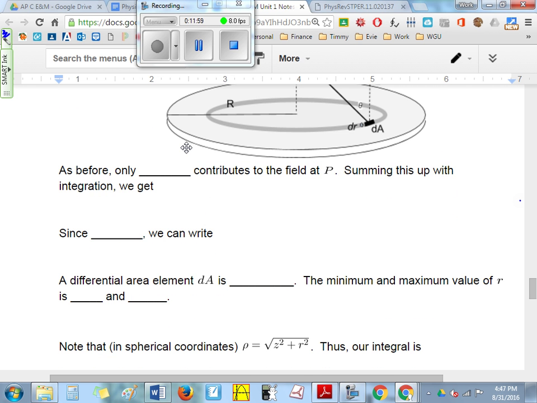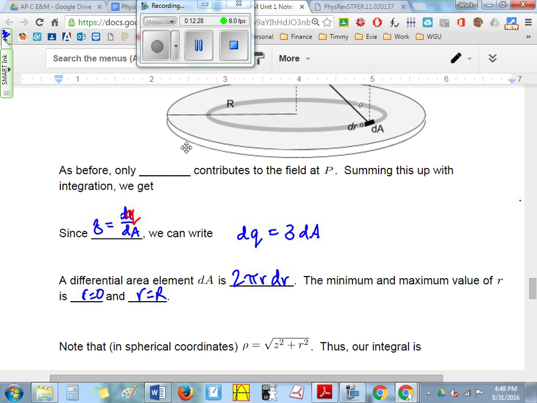Since sigma is dq over dA, we can write dq is sigma dA. I forgot I had written this. That's a lowercase q, sorry about that. dq equals sigma dA. The differential area element was 2 pi r dr. The minimum and maximum values of r are going to be 0 and capital R.